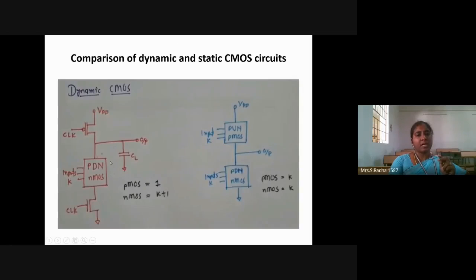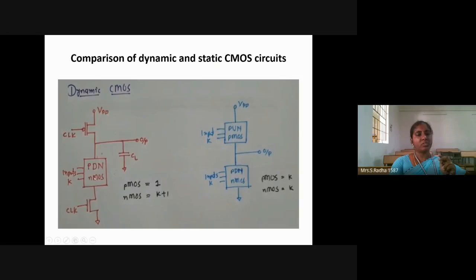So now this is the comparison: dynamic CMOS and static CMOS. In dynamic, we are using one capacitor. In static, K number of NMOS transistors means K number of PMOS transistors should be present. NMOS are called pull-down transistors, PMOS are called pull-up transistors. So 2K transistors are required in total. This is the static CMOS connection.